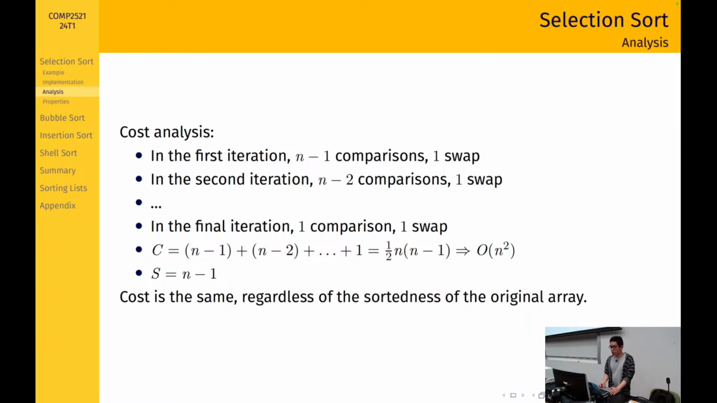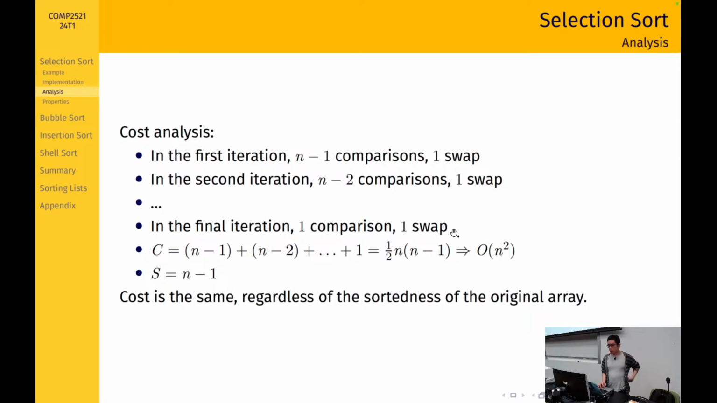The number of comparisons looks like an arithmetic sequence. It's going to be 1 plus 2 plus 3 and so on, all the way up to n-1. That equals half of n times n-1, and that's O(n squared). The number of swaps is going to be n-1, but that gets dominated by the number of comparisons.